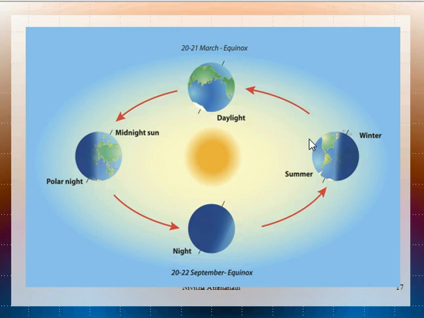Because it is tilted, the poles do not receive the same amount of sunlight, and so we will not have the same amount of heat. So one portion may have summer while the other portion of the Earth, the other hemisphere, will have the winter. In this example, the southern hemisphere will have summer because they are closer to the sun. The northern hemisphere is away from the sun, they will have a winter.